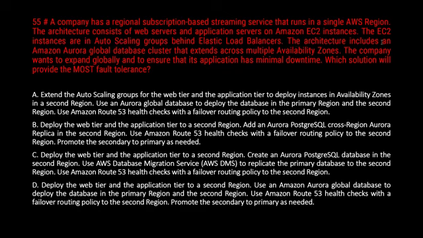The architecture includes an Amazon Aurora global database cluster that extends across multiple availability zones. Okay, the company wants to expand globally and to ensure that its application has minimal downtime. Which solution will provide the most fault tolerance? Okay, most fault tolerance means in return they are saying highly available, etc.